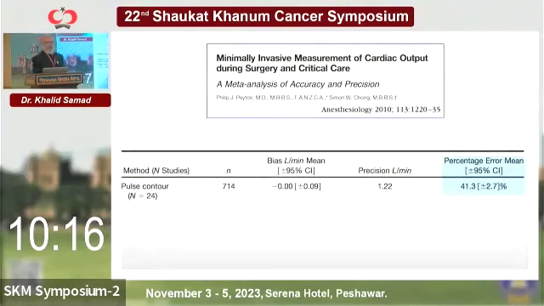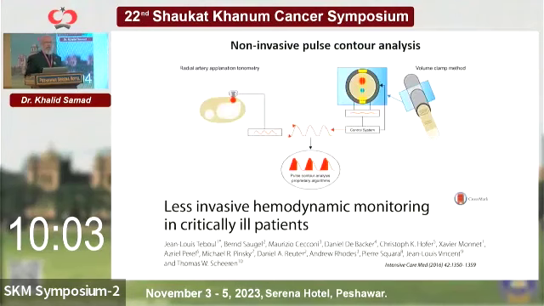Again, the meta-analysis shows the accuracy and the precision of these pulse contour techniques is around 40%. So it can be used more or less reliably in these clinical settings.